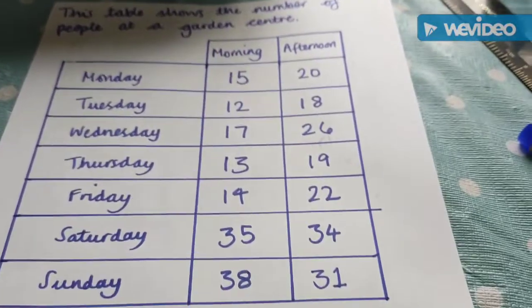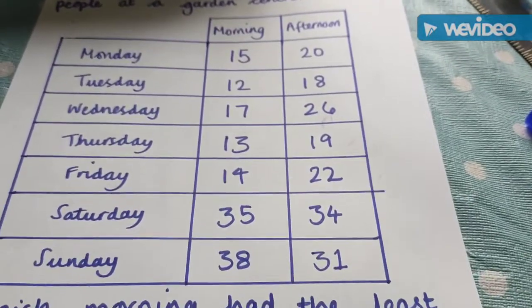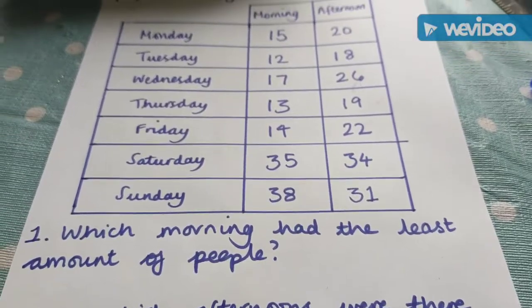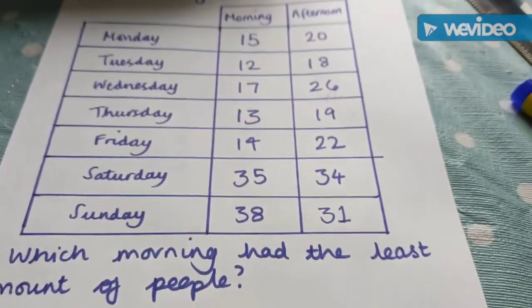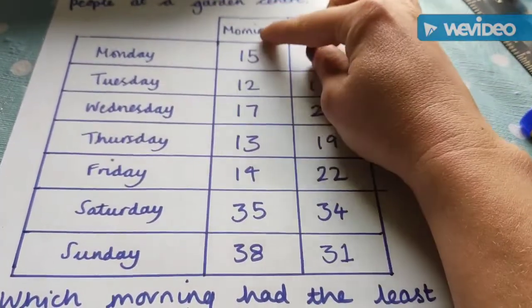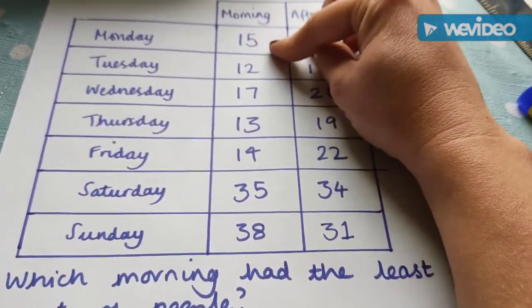Okay, so once we know what we're looking at, we can start answering some questions. Question number 1. Which morning had the least amount of people? So I'm thinking about the morning and I want the smallest number of people. So we're reading down the mornings.